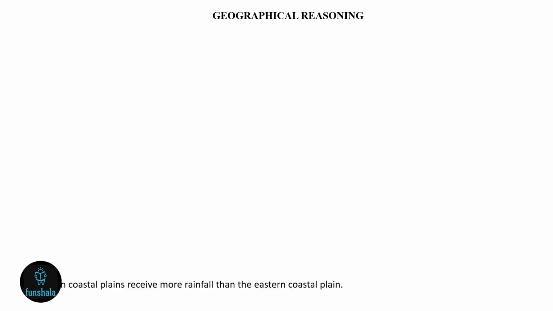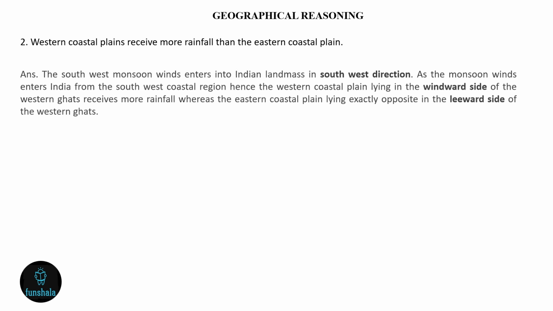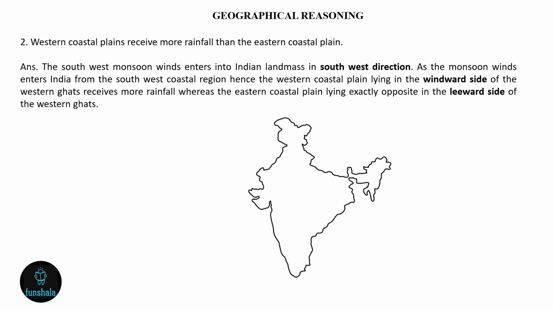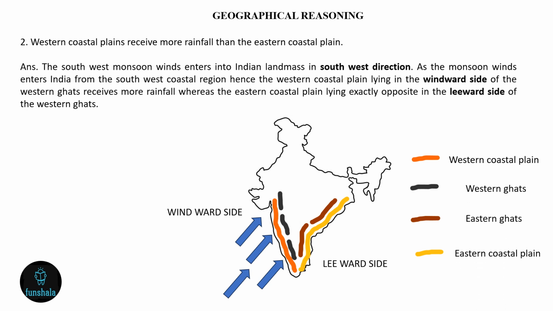The second question is, Western coastal plains receive more rainfall than the eastern coastal plain. The answer is, the southwest monsoon winds enter the Indian landmass in the southwest direction. As the monsoon winds enter India from the southwestern coastal region, the western coastal plain lying on the windward side of the Western Ghats receives more rainfall, whereas the eastern coastal plain lying exactly opposite on the leeward side of the Western Ghats receives less rainfall.